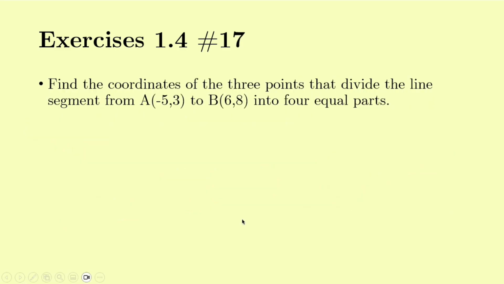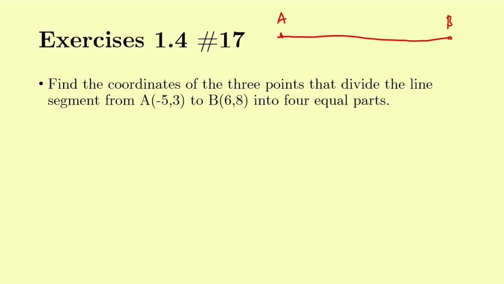Next example, number 17. Find the coordinates of the 3 points that divide the line segment from A, negative 5, 3, to B, 6, 8 into 4 equal parts. How do we visualize this? We have a point A and point B. And then we are looking for the coordinates of the 3 points that divide the line segment AB into 4.